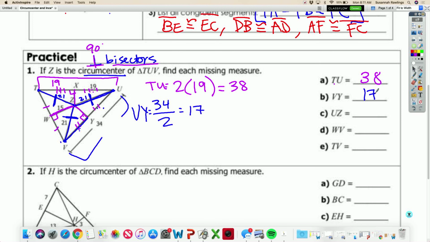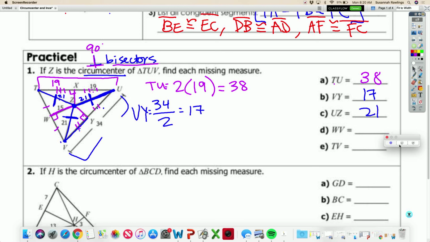Okay, let's look at UZ. U to Z is that circumcenter, or to the circumcenter, that equidistant point. We've already said that all 3 of those were 21. So that has to be 21 there. And I'm going to pause the video for a second here.